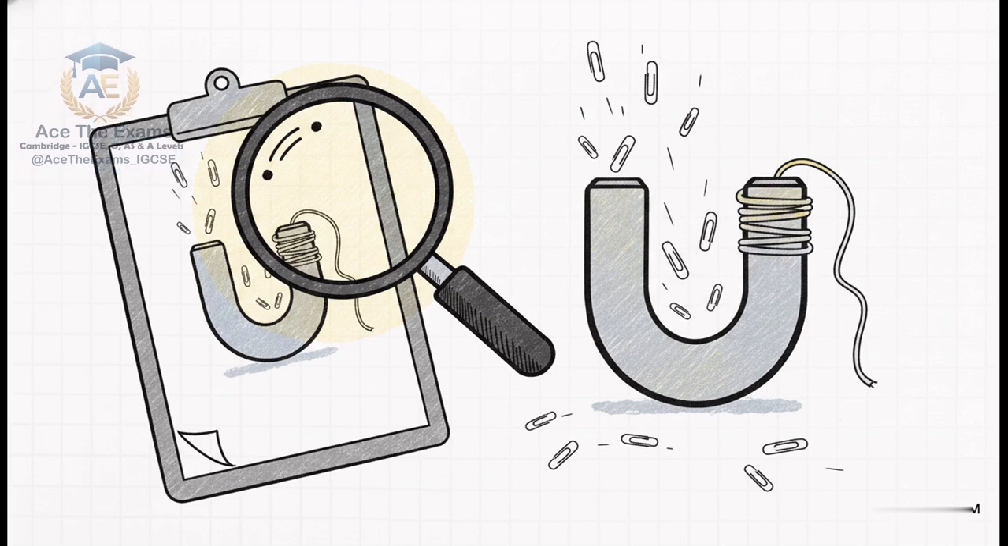I am going to read a flawed paragraph written by our rushing student Sam, and you have to spot the exact sentence that is hemorrhaging marks. Listen closely. The soft iron core is placed in the coil.